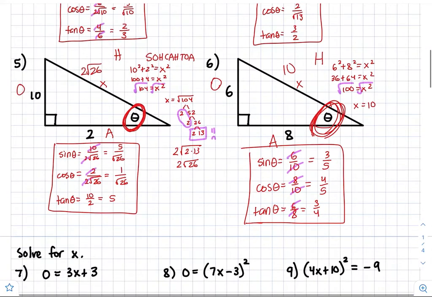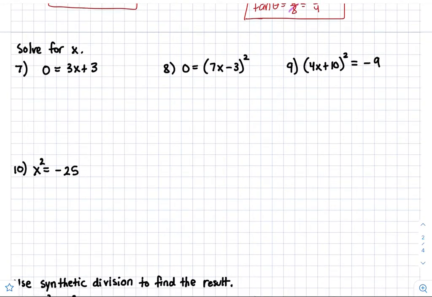Okay, now let's go look at some review. Okay, so for these, you guys just gotta solve for x. So, subtract 3 from both sides. Negative 3 equals 3x. Remember, to solve for x, you gotta isolate x. So divide both by 3. X is ultimately gonna be -1.